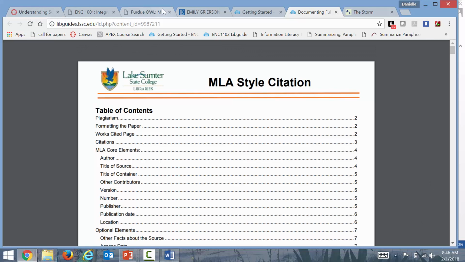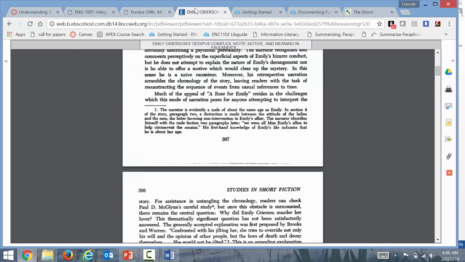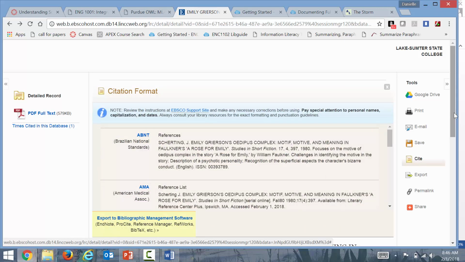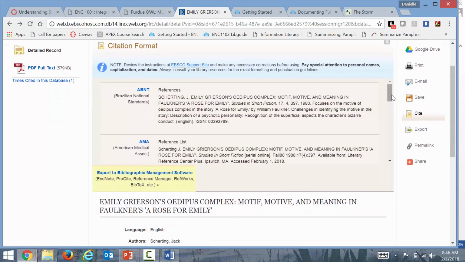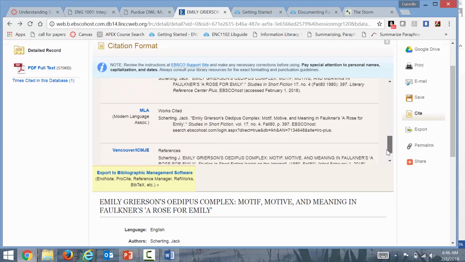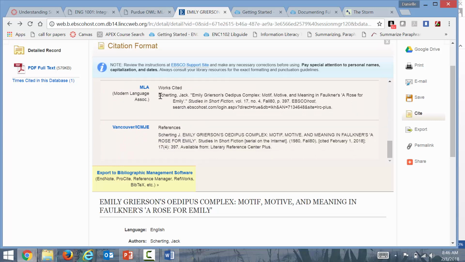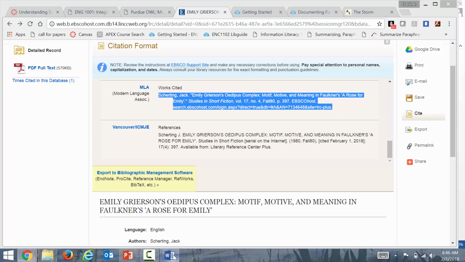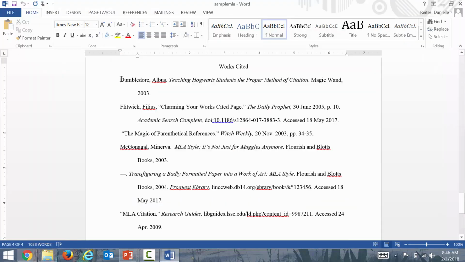But the great thing about the databases, if I can go back here, is that a lot of these databases give you this option to cite or cite now. And if you click on that and you go down to MLA format, you have to scroll down here, you can just copy and paste this citation, Control C, into your works cited page.